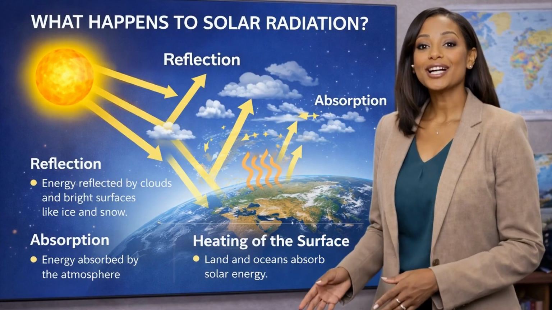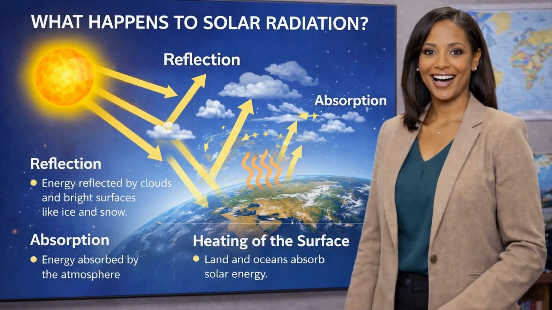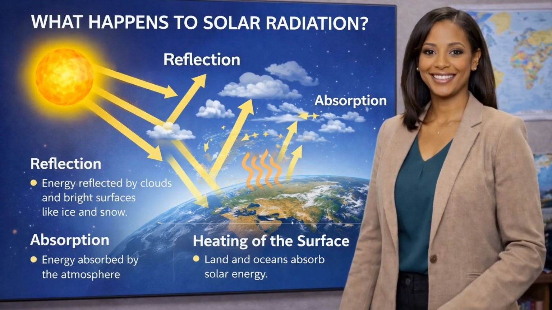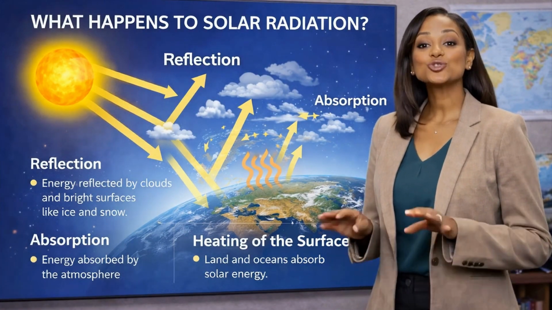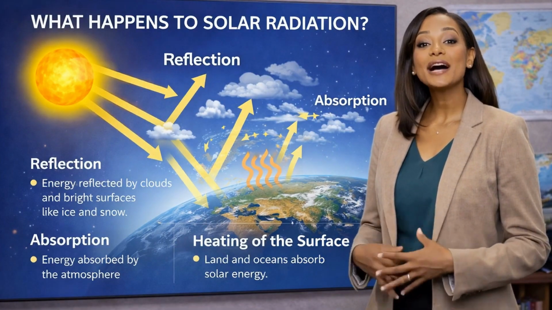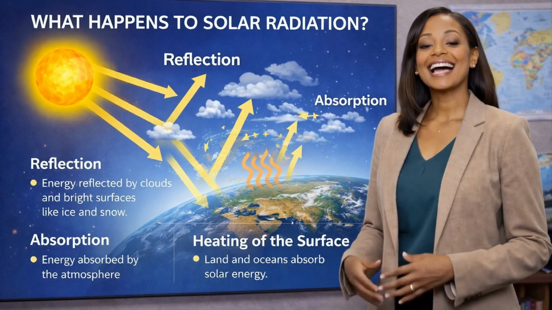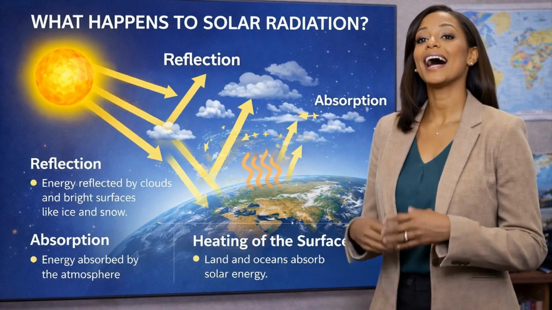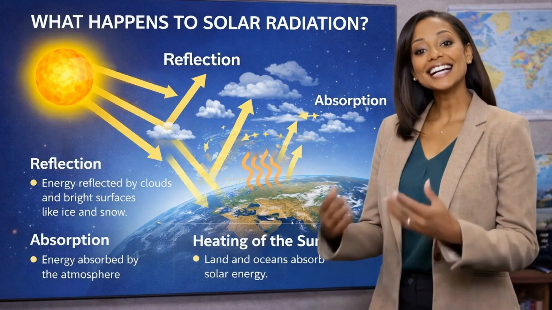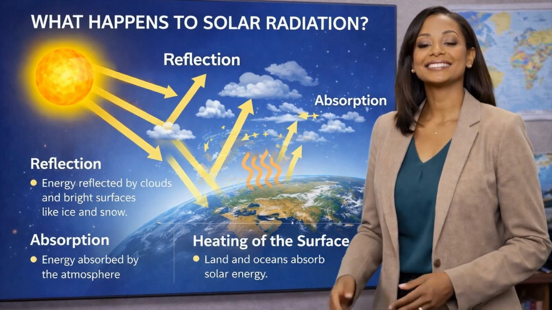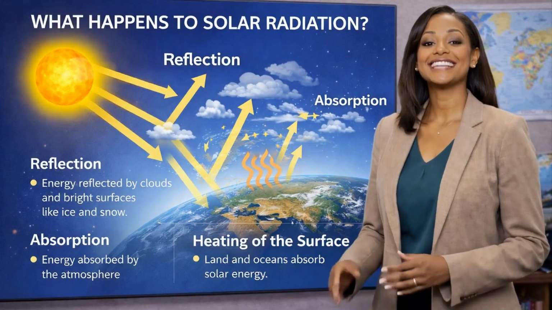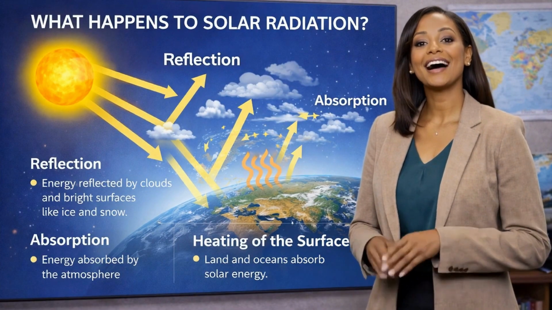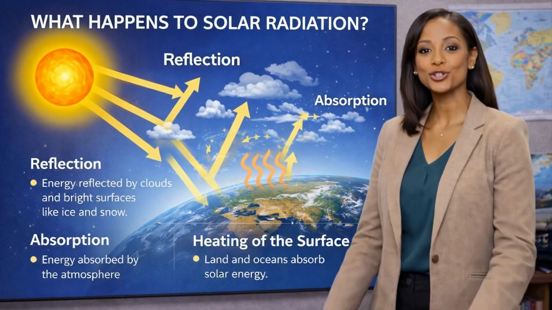Not all the solar radiation that reaches the Earth is used in the same way. Some of the incoming solar energy is reflected back into space by clouds and by bright surfaces, such as ice and snow. Another portion of the solar energy is absorbed by the atmosphere. Gases, dust particles, and water vapor in the atmosphere absorb part of this energy. A large amount of solar radiation is also absorbed by the Earth's surface, including land and oceans.